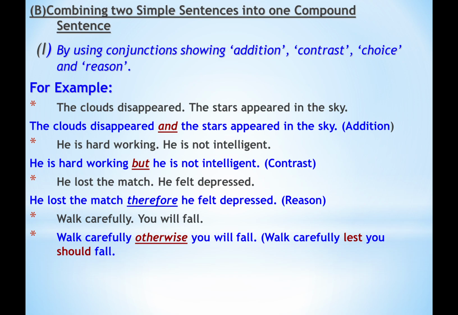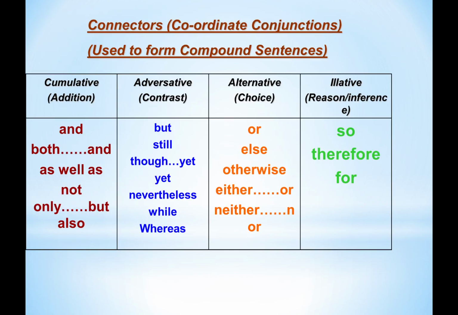He lost the match, therefore he felt depressed. Reason. Walk carefully, you will fall. Walk carefully, otherwise you will fall. Walk carefully, lest you should fall. If lest is used, then should will be there. Again, here in tabular form: cumulative: and, both and, as well as, not only but also; adversative: but, still, though, yet, nevertheless, while, whereas, or else, otherwise, neither nor, etc. So, therefore: so is the relative.